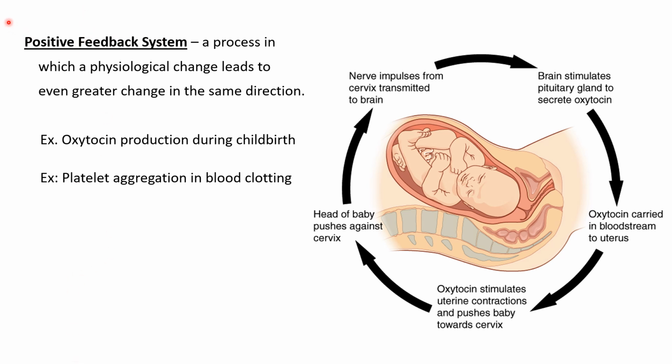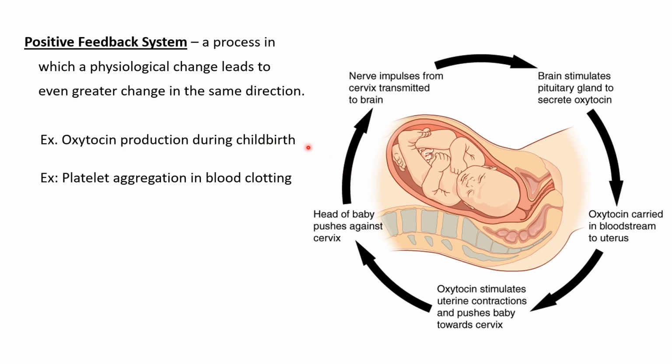So here you have a process in which a physiological change leads to an even greater change in the same direction. So this would be like if it got really hot, so that some sensor picked it up and it made it get hotter, and then it made it get hotter. So that doesn't work with body temp. But here's an example where you do have a positive feedback system. This is oxytocin produced during childbirth.